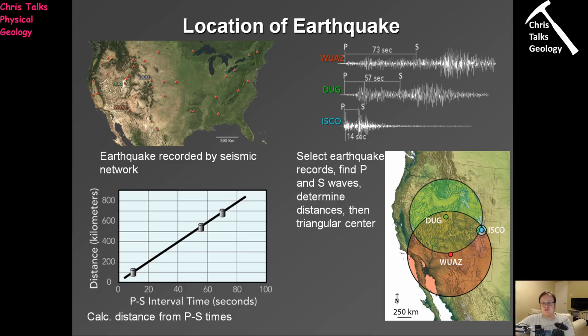Now, in order to triangulate the position of our earthquake, we need a minimum of 3 stations. You can't do it with less. So you need a minimum of 3 stations to triangulate the location of your earthquake. We now know right here, this is our epicenter of the earthquake.